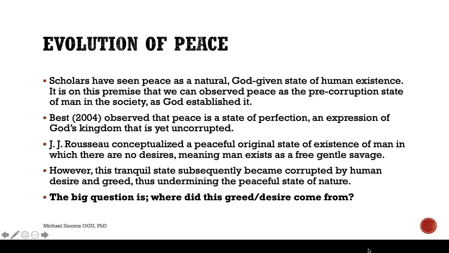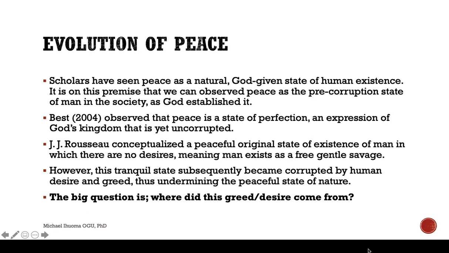All right. So they also observe that peace is a state of perfection. Of course, perfection in this sense is subjective, because what exactly does perfection mean? We don't really know. All right, a state of perfection, an expression of God's kingdom, that is yet to be corrupted. That's a typographical error, that is yet to be corrupted. Okay, so the question exactly is, what do you mean by perfection? What do you mean by the state of perfection? How do we understand perfection in the context of the lack of corruption?